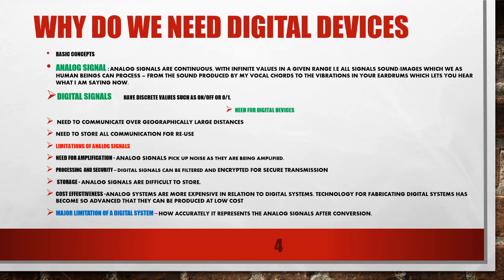Now, why do we need these digital devices? See, an analog signal is basically a continuous signal with infinite values in a given range, like sounds, images, etc., which human beings can process. From my vocal cord it goes as vibrations to your eardrums, because of which you can hear what I'm saying. The digital signals have discrete values, say an on-off signal or 1 and 0.